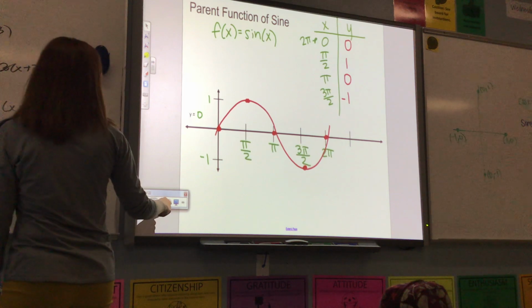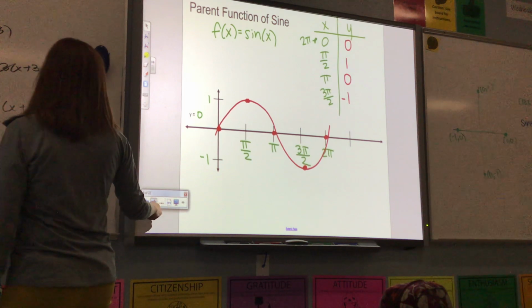Okay, what I have for you is a big old characteristic chart when it feels like going.